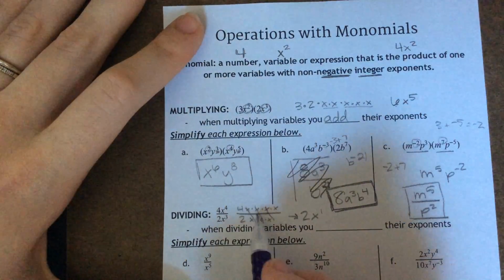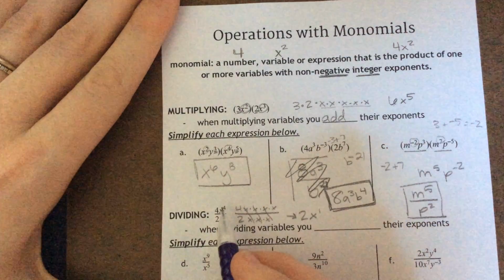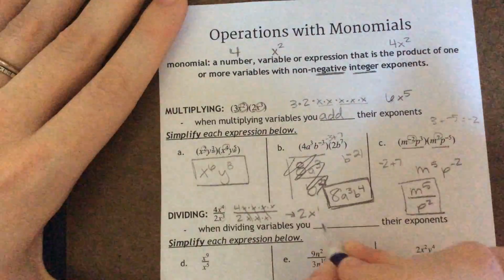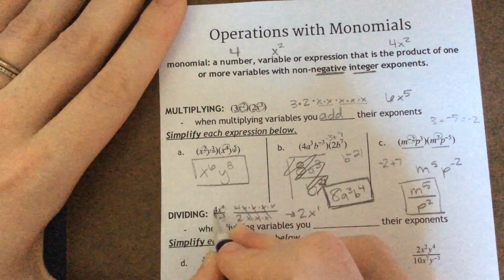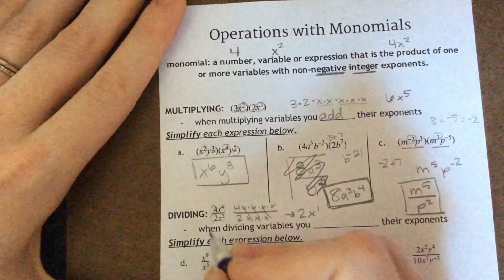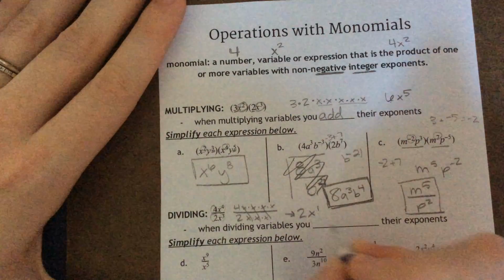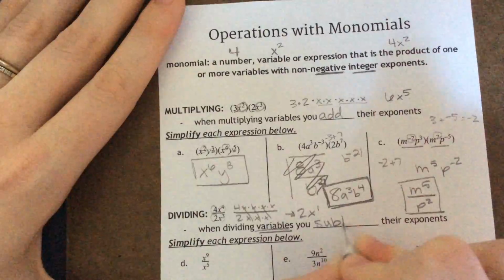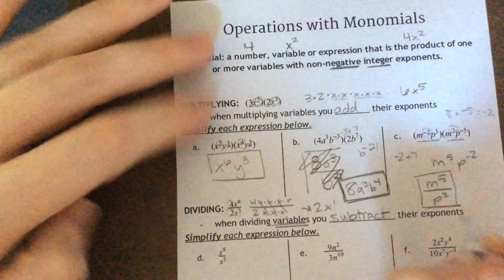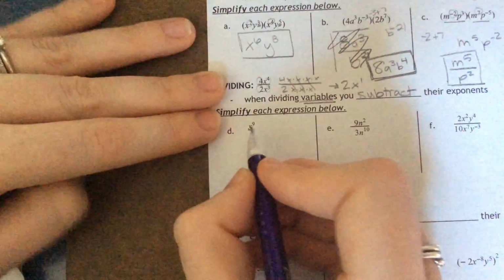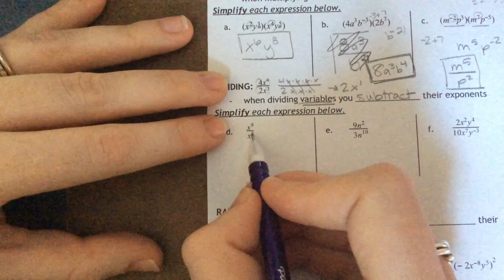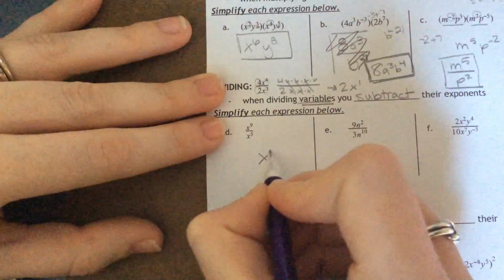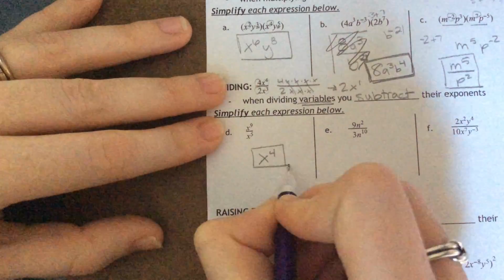If you wrote it out every time, that would work. Or you could take the exponents and subtract them. 4 minus 3 is 1. And then the coefficients, you always do the normal operation. So 4 divided by 2 is 2. So when dividing variables, you're going to subtract their exponents. So here, we're dividing these two variables, and we're going to subtract the exponents. So 9 minus 5 is 4, so you get x to the 4th, and we're done there.